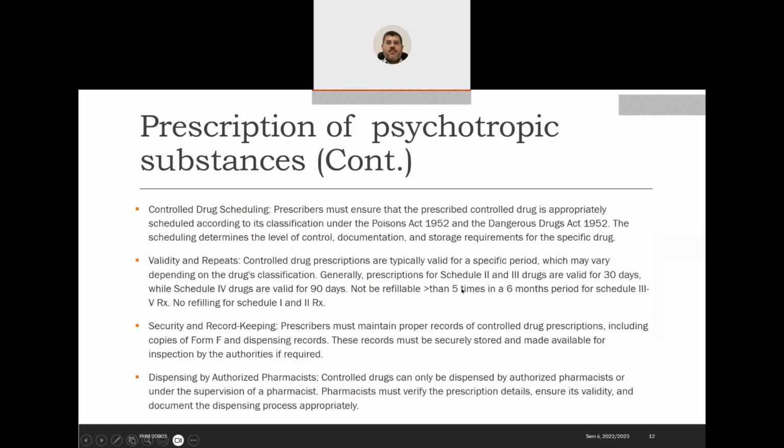So what are the differences between them when it comes to the prescriptions? Mainly it is the validity period. Schedule 2 and 3 are valid for 30 days. Schedule 1 is not here because it will not be prescribed. And Schedule 4 and 5 will be valid for 90 days. Okay. When it comes to refills, the other difference is you cannot refill more than 5 times in a 6 month period for Schedule 3 to 5, but there is no refilling for Schedule 2. We don't talk about Schedule 1. Okay.